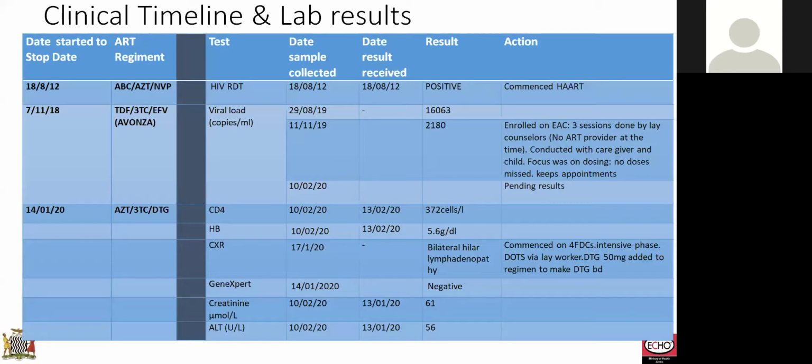Then GeneXpert, which was done on the 14th of January 2020, came out negative. Creatinine was done on 10th February 2020. Results were ready by 13th of February 2020, which was 61. ALT done on the 10th of February 2020. Results were ready by 13th of February 2020, which was 56.